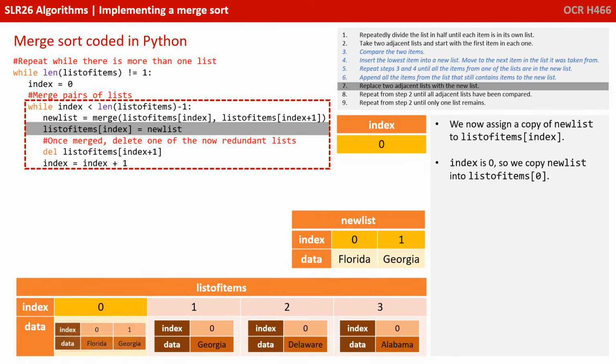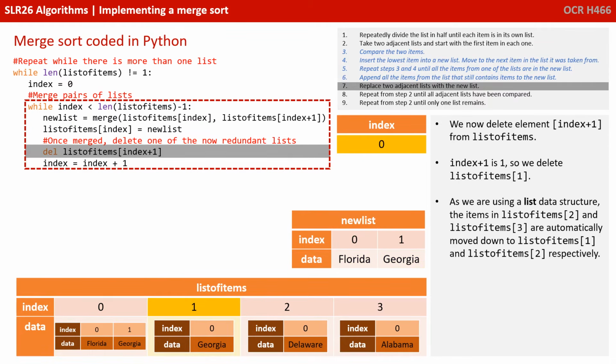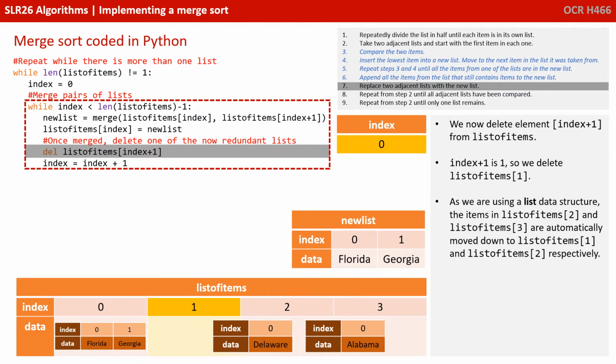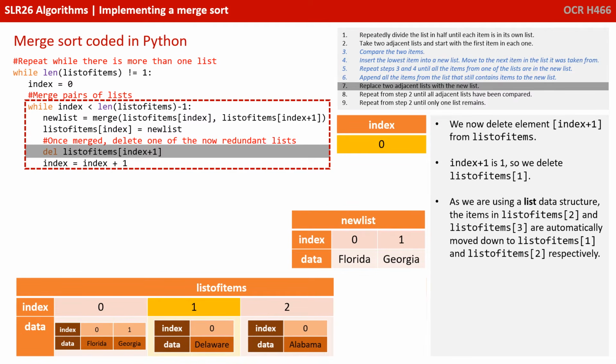We now assign a copy of new list to list of items index. As index is 0, we copy new list into list of items element 0. We now delete element index plus 1 from list of items. Index plus 1 is 1, so we delete list of items element 1.